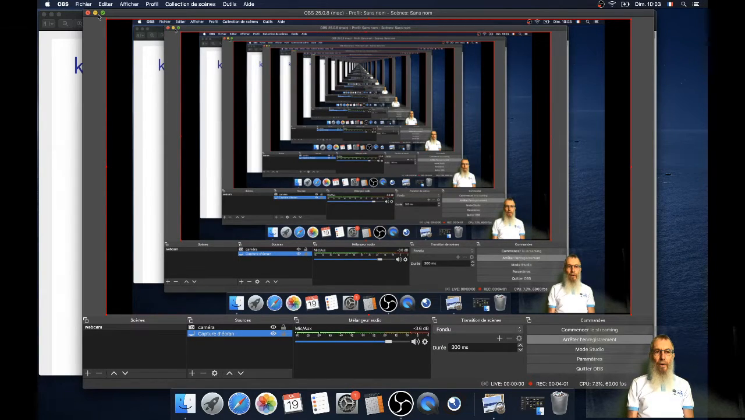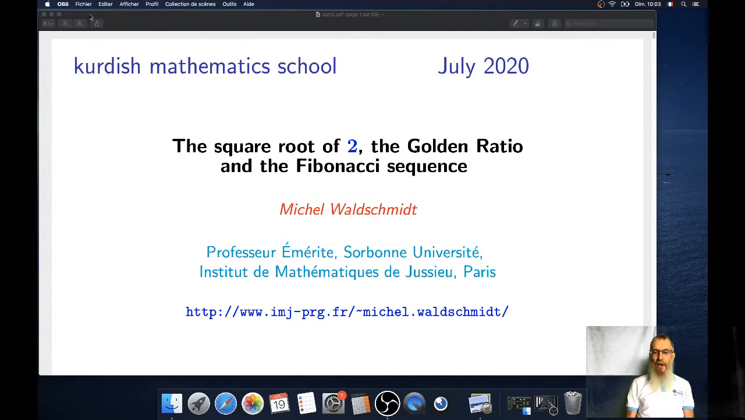So now I go to the slides, and I will explain with the slides why we have these two properties of splitting A4 paper. The first one when you split it in two equal parts, and the second one when you remove one square to start with, and then two squares. So my talk is about the square root of 2, the golden ratio, and the Fibonacci sequence.